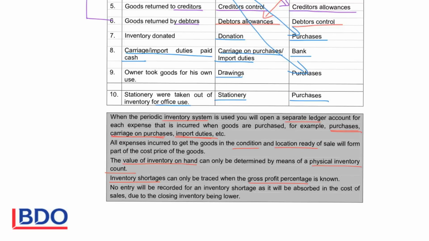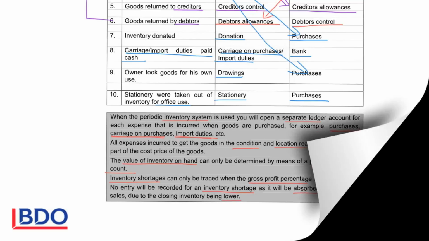No entry will be recorded for inventory shortages when we use the periodic inventory system, because this will be absorbed in the cost of sales figure, because if the closing inventory is lower, the cost of sales figure will automatically be higher.